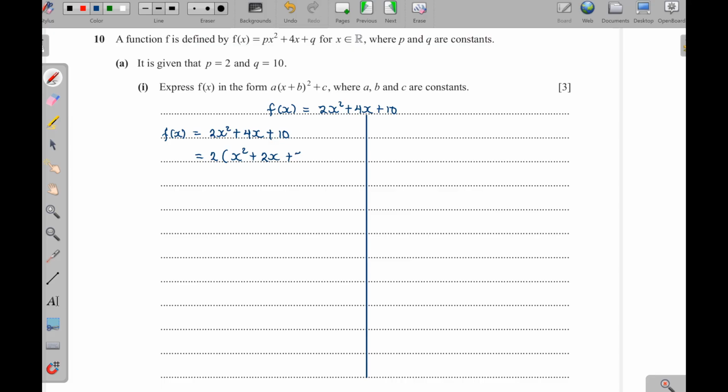If you want, you can put 5 and then close, but I want to leave the 10 out, like that, and then I put 10. Now I'm going to complete the square here. We have an identity that if you have x plus b squared and you expand, you get x squared plus 2bx plus b squared.